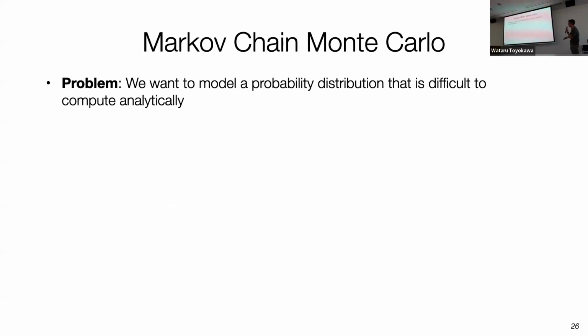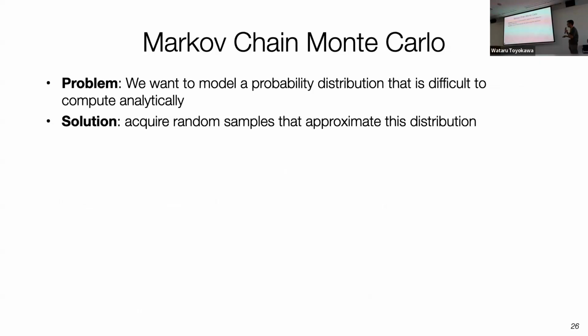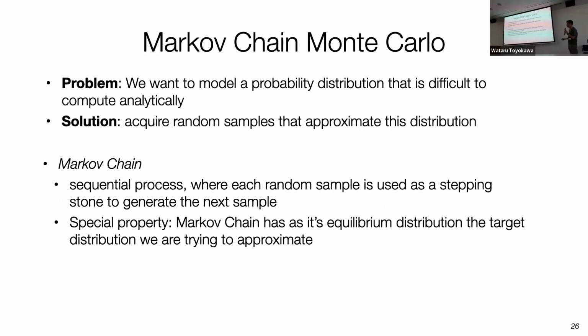And as Joe illustrated earlier, this is often done using Markov chain Monte Carlo, right? The problem is that we want to model a probability distribution that's difficult to compute analytically, okay? And the solution is to acquire random samples that approximate this distribution. So Markov chain Monte Carlo combines two different components. The first is the Markov chain. Joe illustrated this with a picture of Markov: given the present, the future is independent of the past.